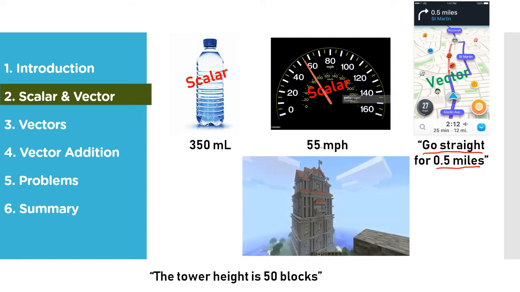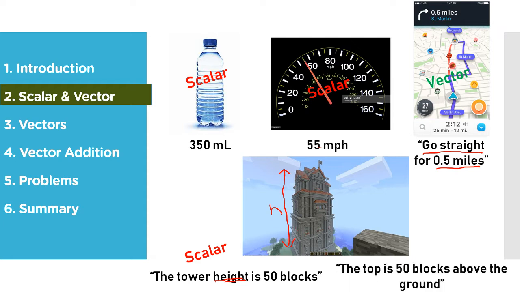Let's say you're building something in Minecraft and it says the tower height is 50 blocks. Well, this time, it might sound confusing, but height is actually simply a dimension of the building. This is height, okay? It's just a numerical value, therefore this is actually a scalar quantity. One way to make it a vector quantity is to explicitly say the top of the tower is 50 blocks above the ground. So now you have a term, above the ground. Now you have a certain direction, and now this is a vector quantity.